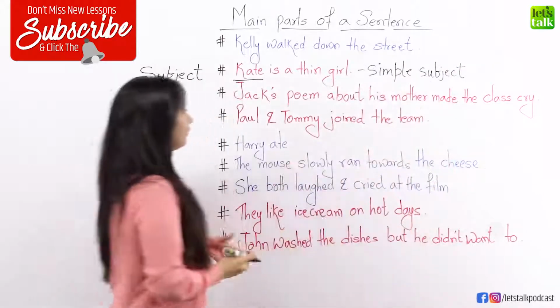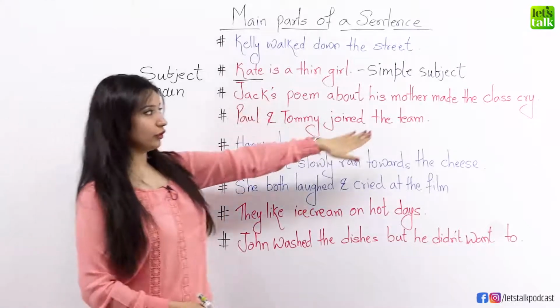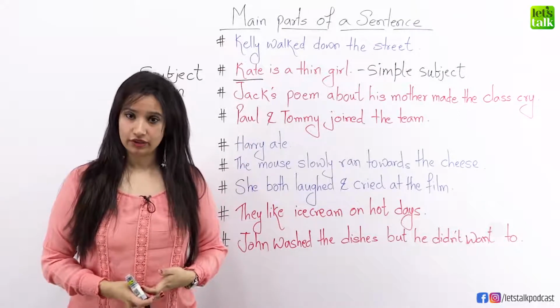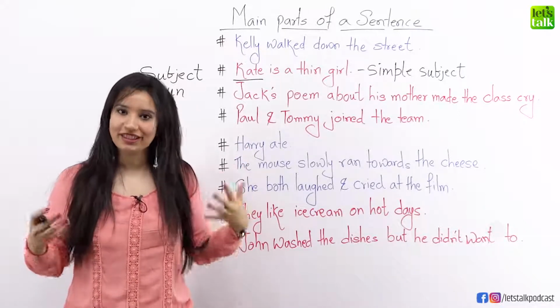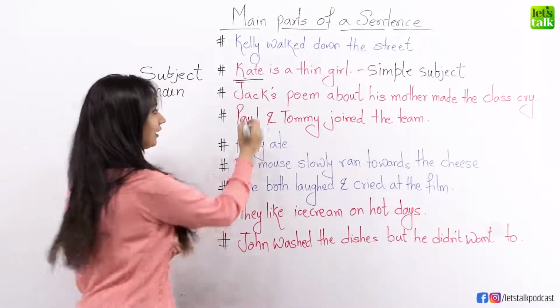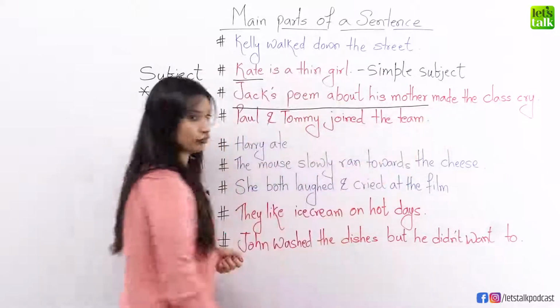Right. Now let's look at the next sentence that we have. Jack's poem about his mother made the class cry. What kind of question can you make out of this? You could say, whose poem made the class cry? What would be the answer? The answer would be, Jack's poem about his mother made the class cry.